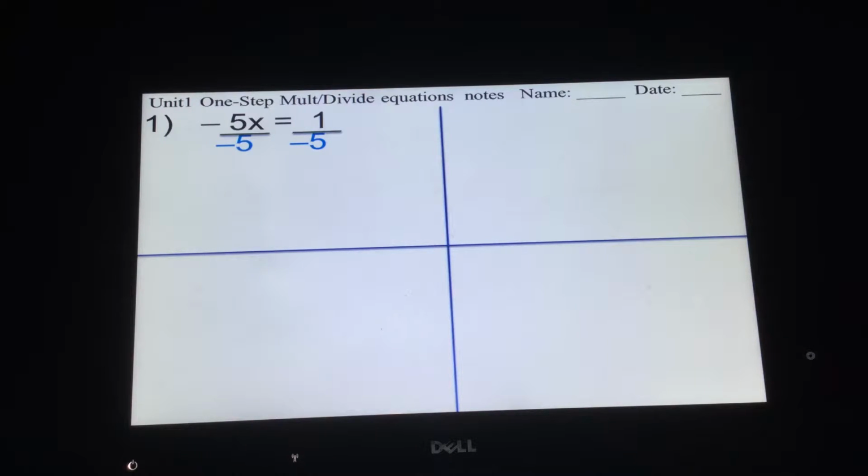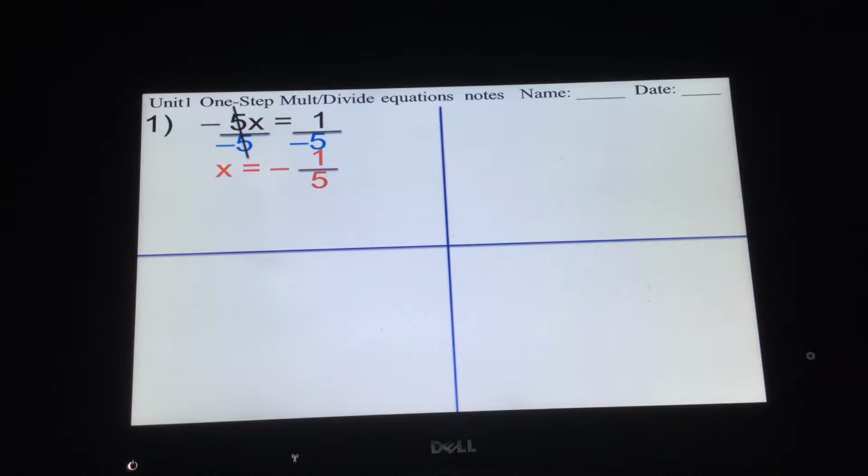Now on the left side of the equation, we have negative 5 divided by negative 5. These just cancel out, because anything divided by itself is 1. Then you wind up with either 1x, or you can just leave the x by itself. On the other side, 1 over negative 5 doesn't really simplify, so I'm just going to leave it as negative 1 over 5. If you wanted the decimal version, that's okay. The decimal version is negative 0.2.